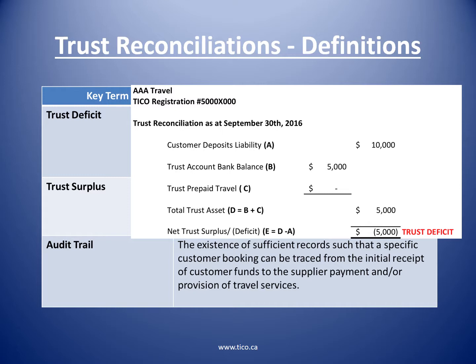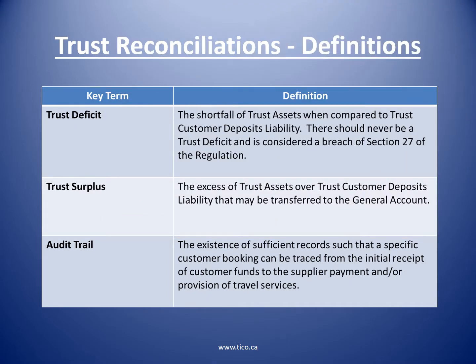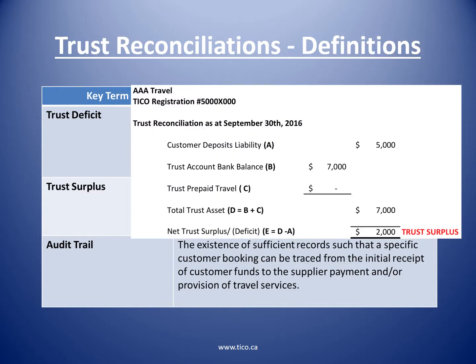When we compare our trust asset of $5,000 to our total customer deposit liability balance of $10,000, we determine that we have a trust deficit of $5,000. As noted earlier, a trust deficit should never happen, and it's considered a breach of Section 27 of the regulation. Trust surplus refers to the excess of trust assets over trust customer deposits liability that may be transferred to the general account. Here's another sample trust reconciliation for us to take a look at.